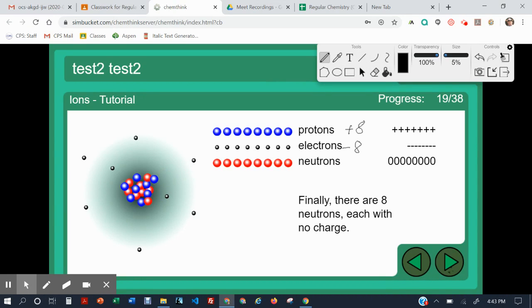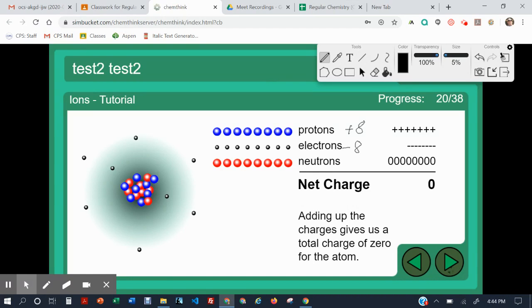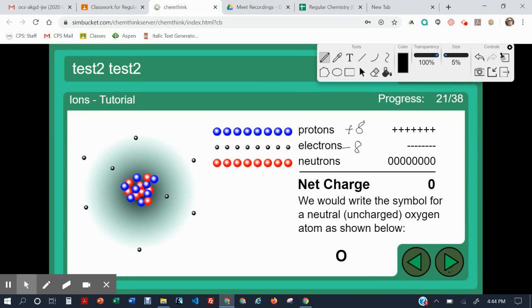And then there are 8 neutrons with no charge. The net charge, after adding up all the charges, gives us a total charge of 0. We would write the symbol for a neutral uncharged oxygen atom as shown below. It's just a big capital O.